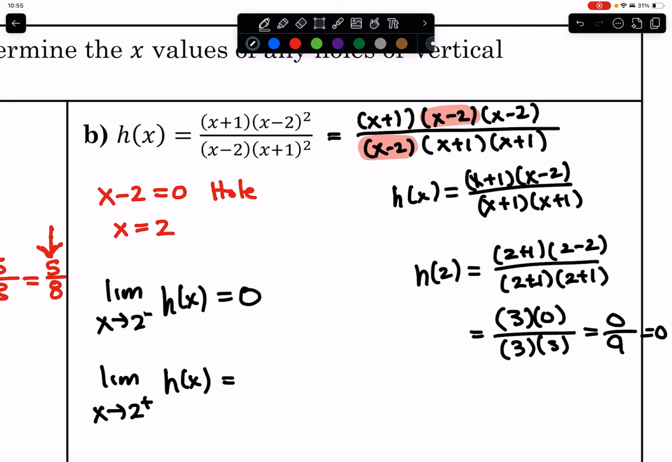So the limit behavior as we approach this hole means that the y value is going to get close to 0 when we factor out the common factor and fill in the hole. And that's going to be true again from both sides. So this is the behavior as we approach that value.